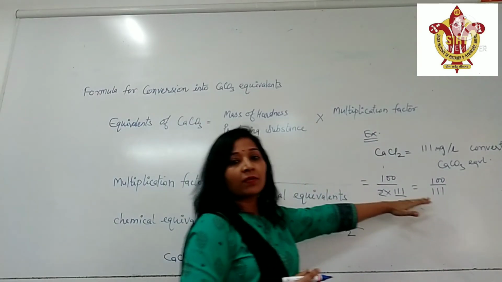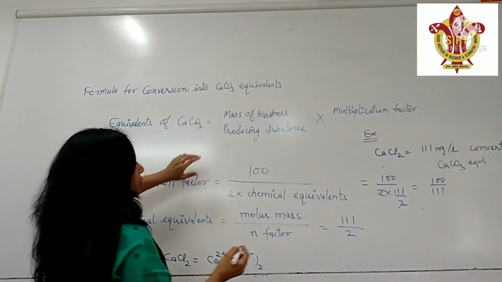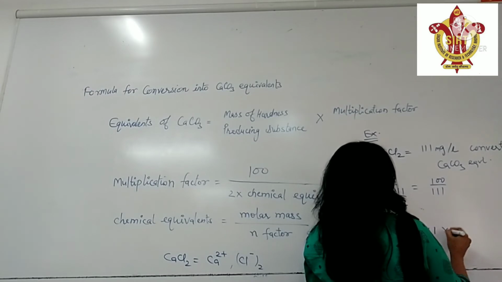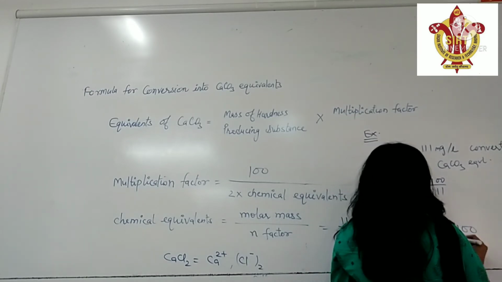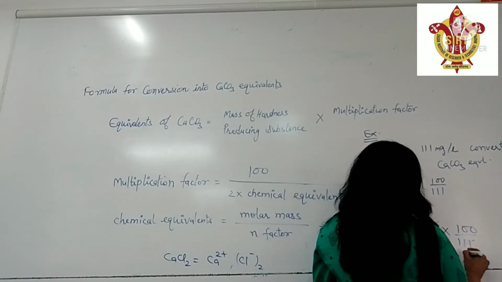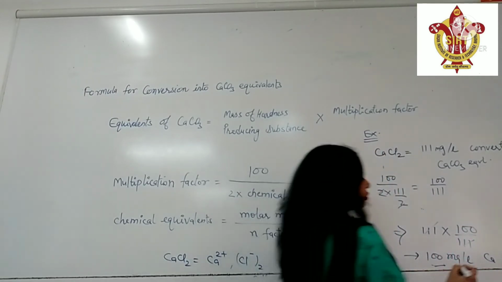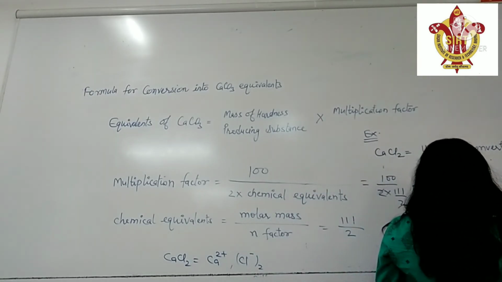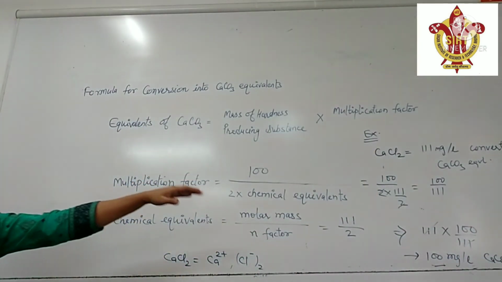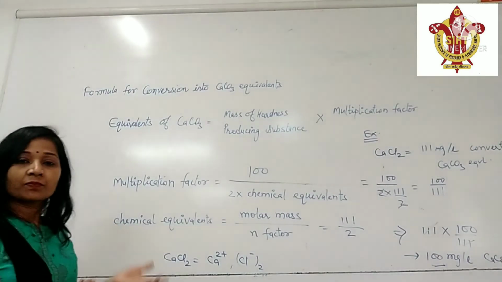When we get the multiplication factor, we multiply it with the mass of hardness producing substance. So in the next step, the mass of hardness producing substance is 111 and the multiplication factor is 100 upon 111. They both get cancelled and we get 100 milligrams per liter. That is the converted value in terms of CaCO3 equivalents. So this is the method we use to convert any salt into CaCO3 equivalents.